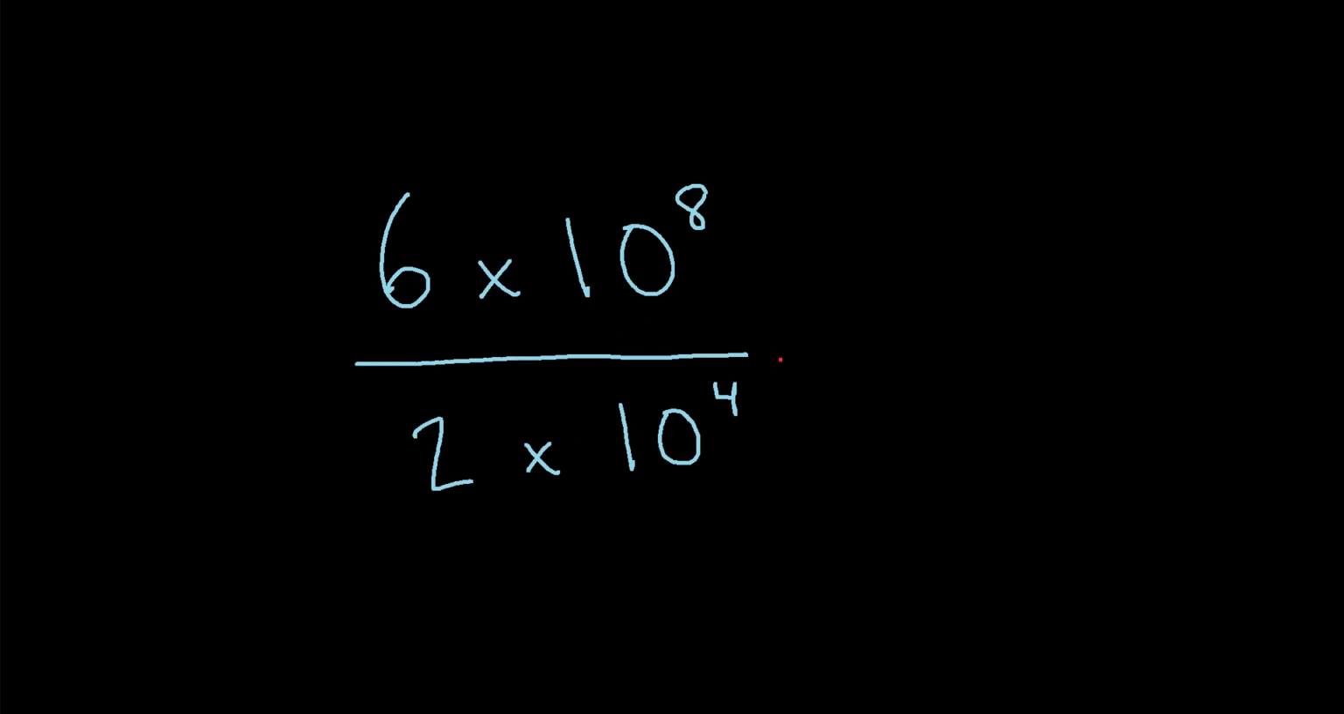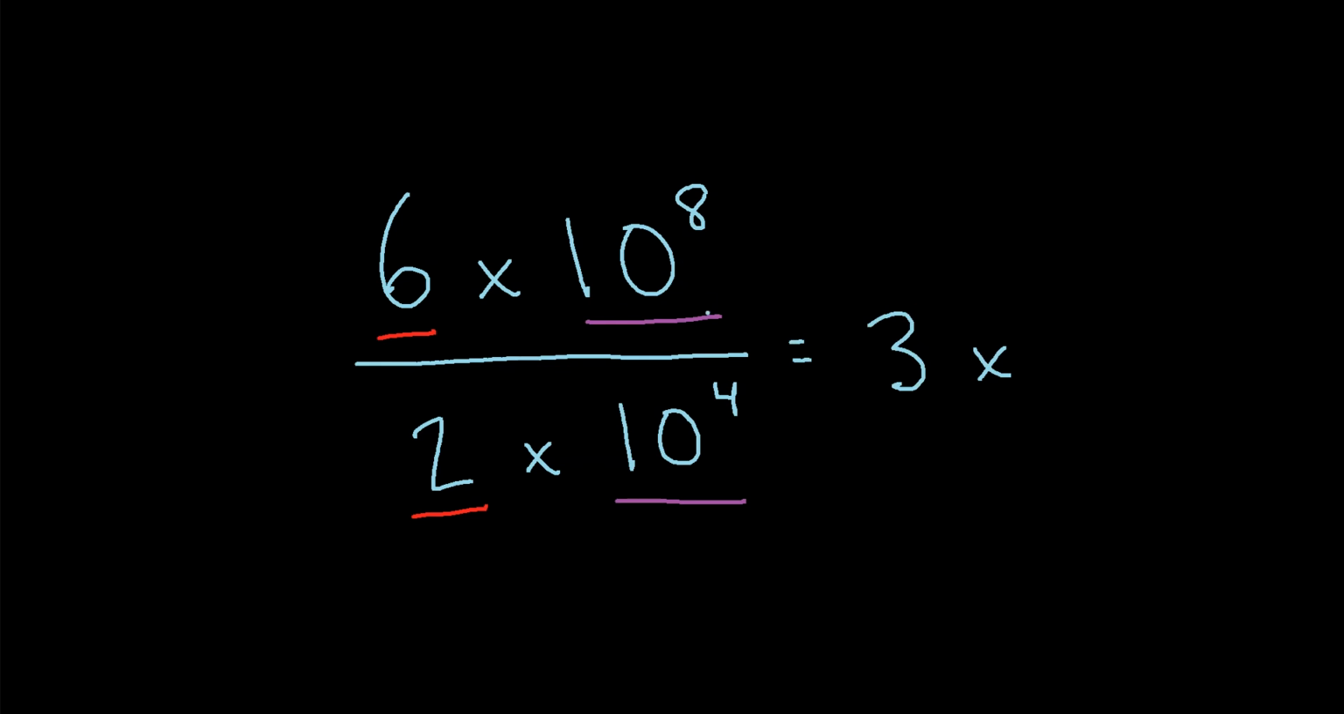So to divide these two numbers that are in scientific notation, here's what we do. We take the coefficients, so the numbers out front, and we divide them. So we'll do 6 divided by 2, and then we simply divide the numbers that have 10 as their base. So 10 to the 8th divided by 10 to the 4th. So when we do that, we get 6 divided by 2 is 3, and then we have times.